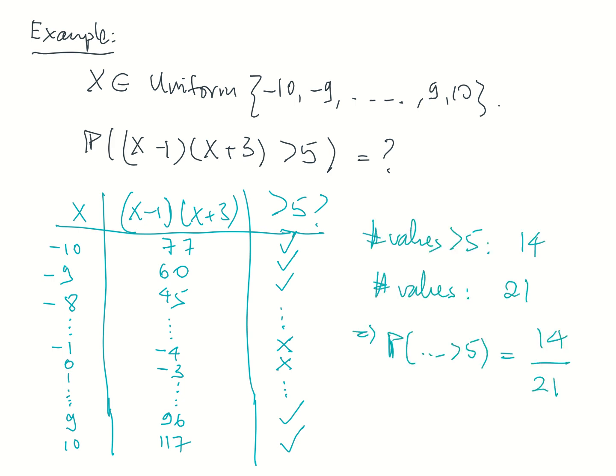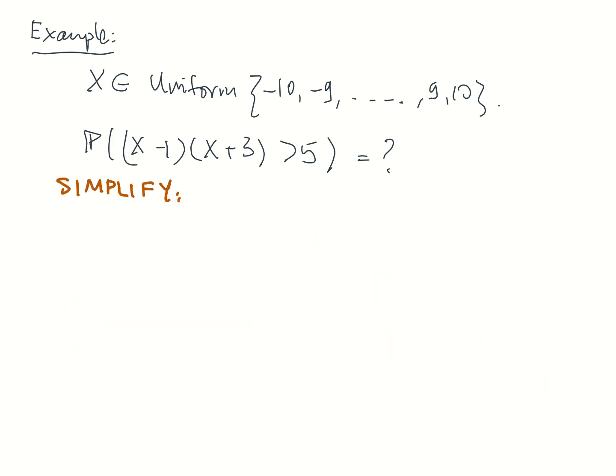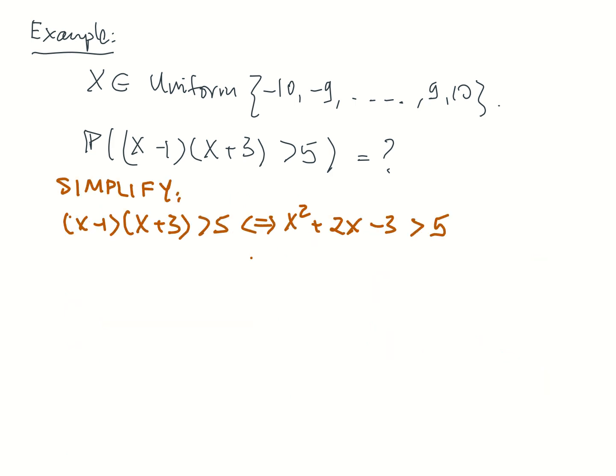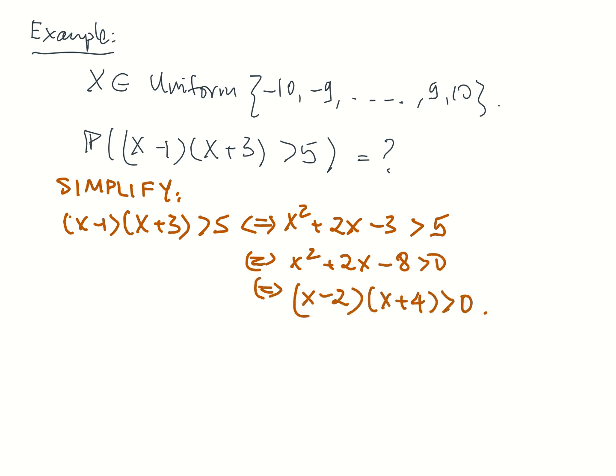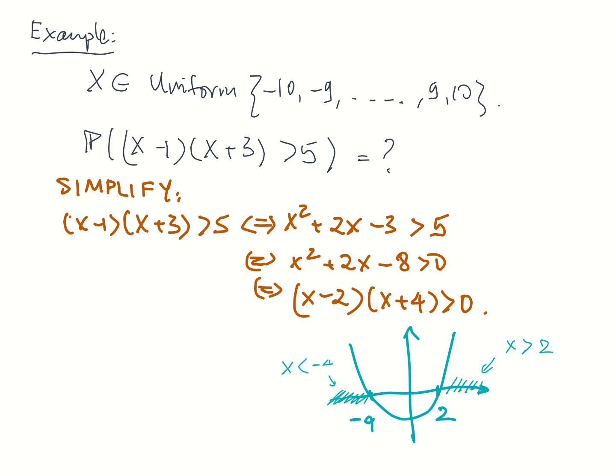With random variables, I can first manipulate the expression to something simpler. For example, after some algebra, I find that (X minus 1) times (X plus 3) is bigger than 5 if and only if (X minus 2) times (X plus 4) is bigger than 0. This function is a parabola with roots at 2 and minus 4. It is positive whenever X is bigger than 2 or X is smaller than minus 4.